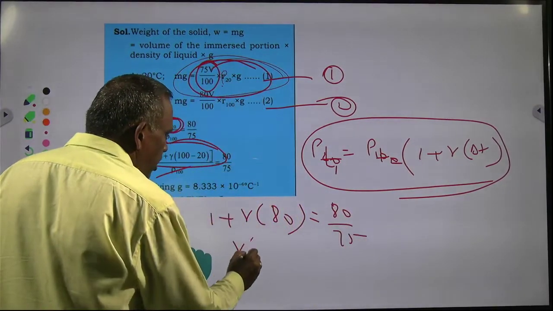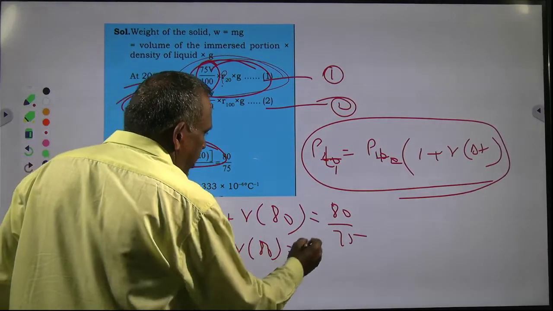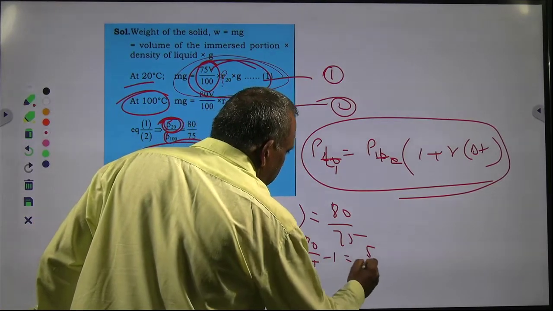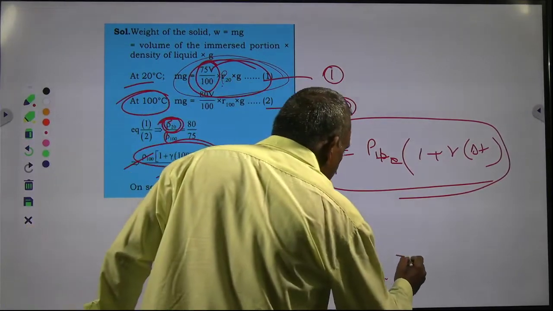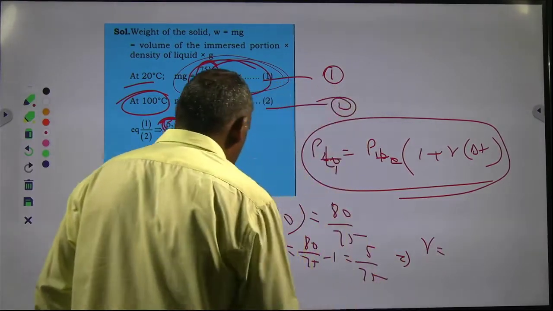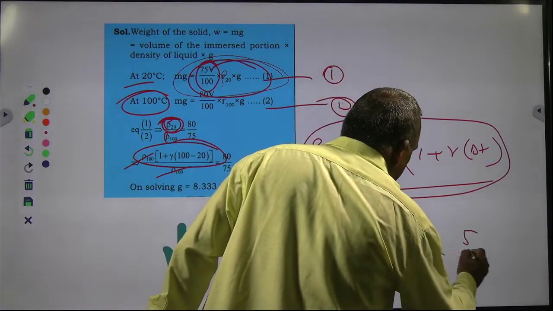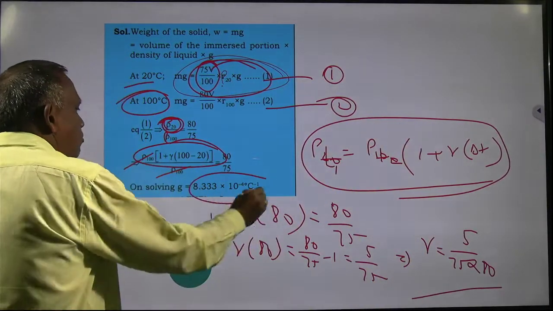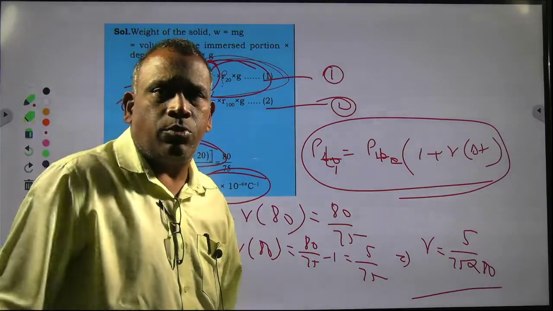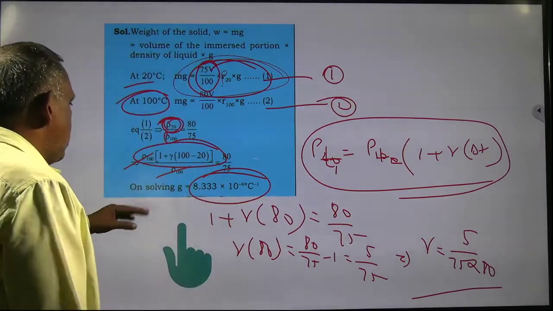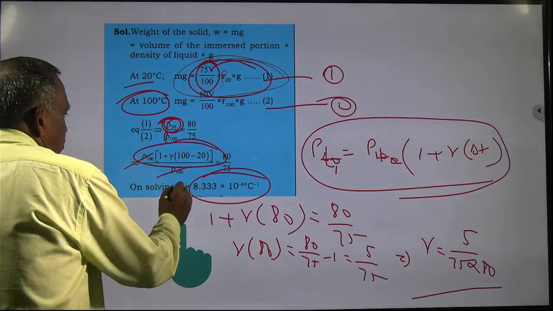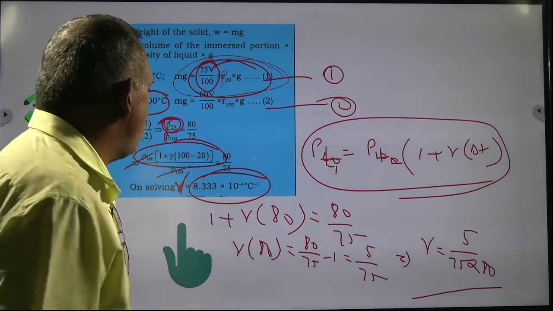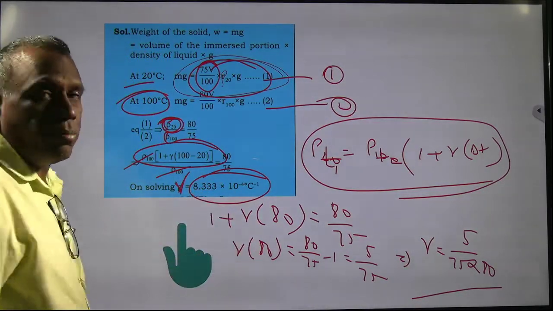Simplify this: gamma into 80 equals 80 upon 75 minus 1, that becomes 5 upon 75. So gamma equals 5 upon 75 into 80. Calculate this and you get 8.33 into 10 power minus 4 per degree centigrade. So the value of the real expansion of the liquid is 8.33 into 10 power minus 4.